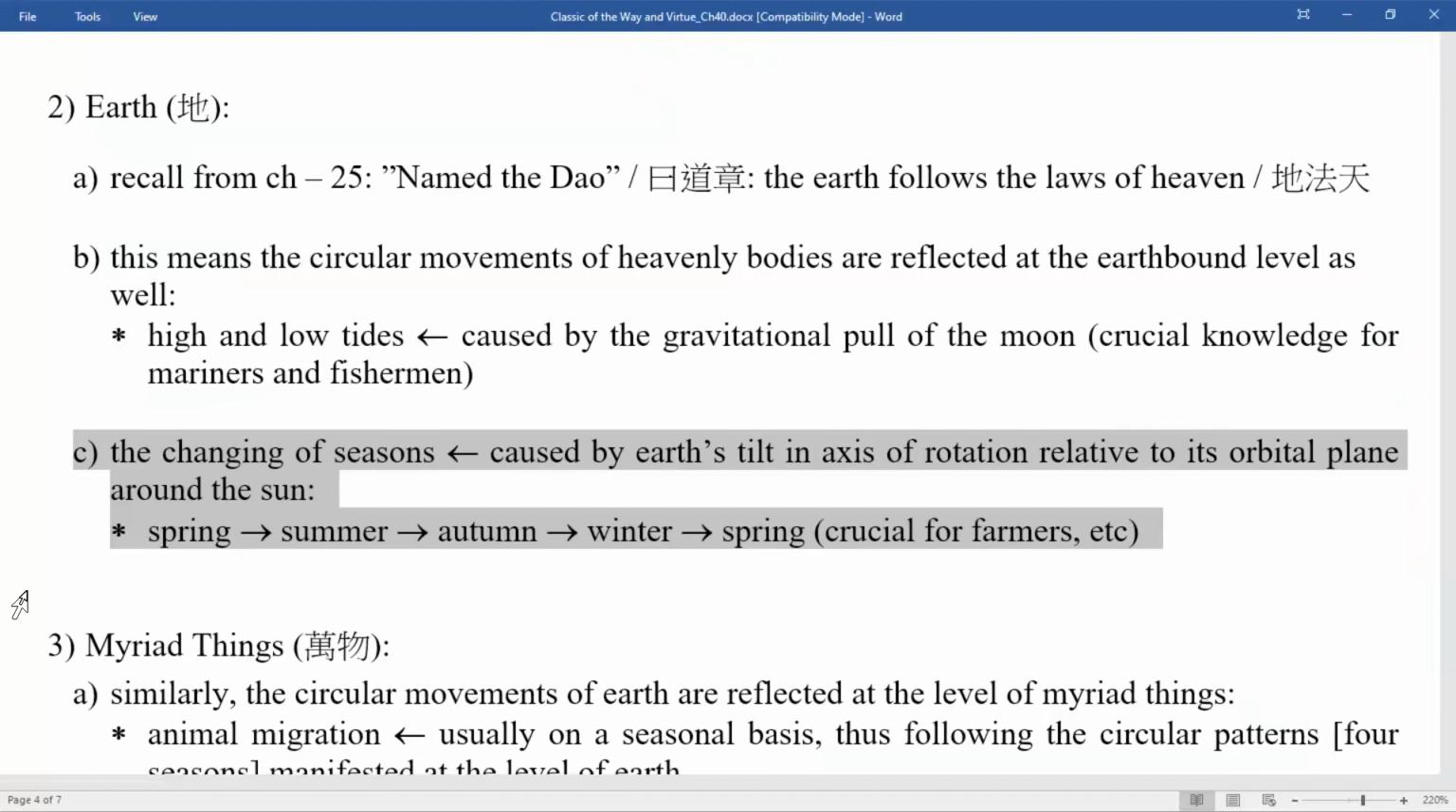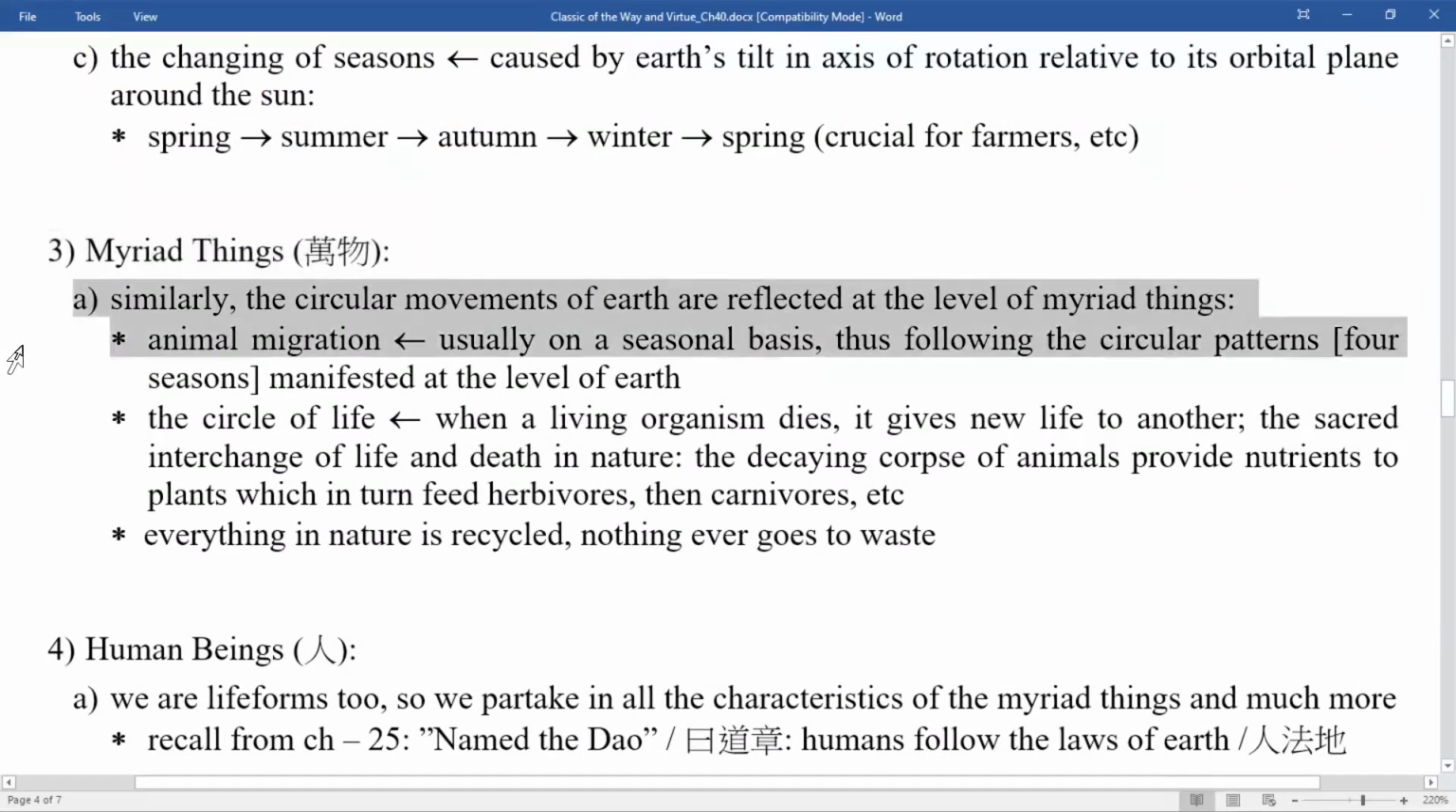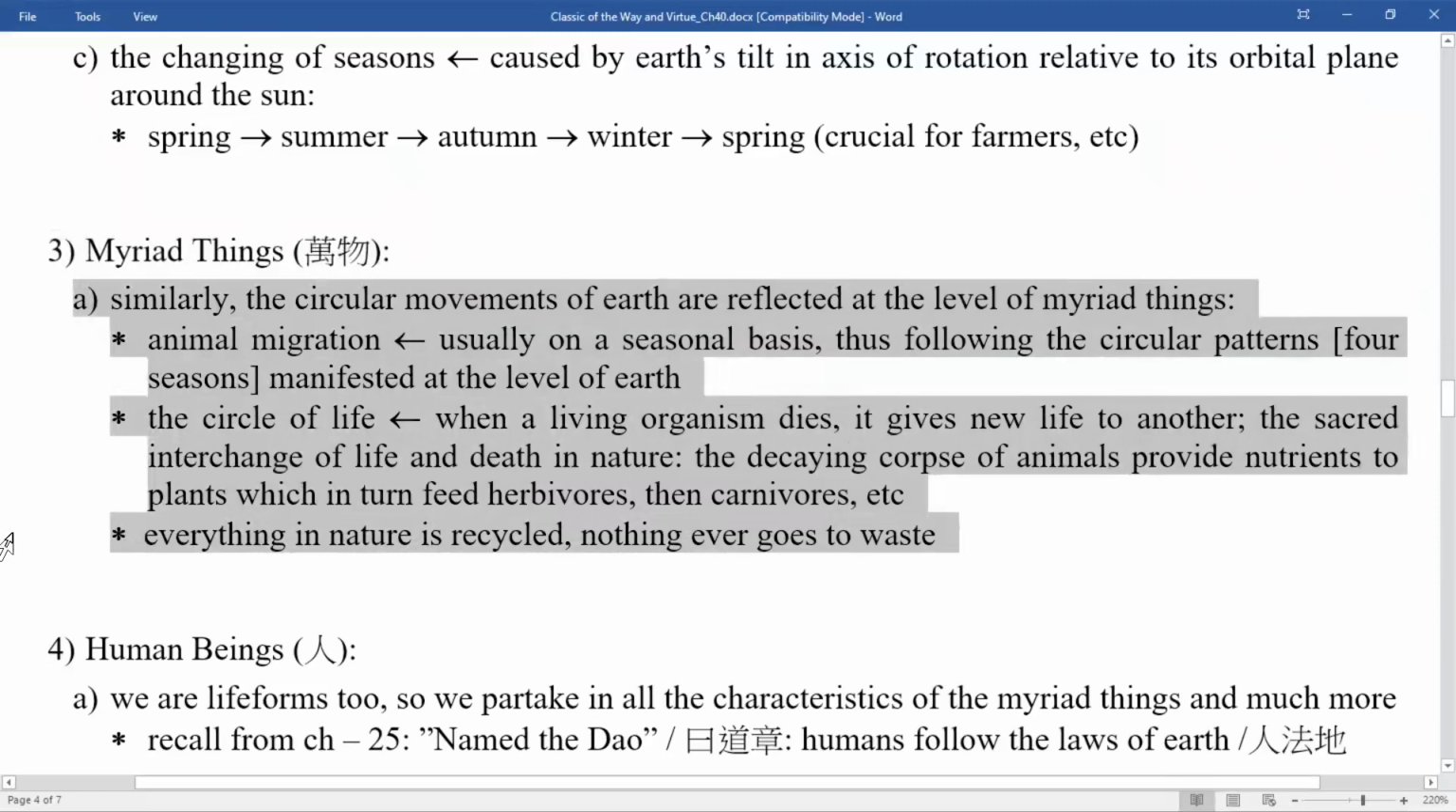Now that's the earth level. Now let's go to the myriad things level. Similarly, the circular movements of earth, the high and low tides, the four seasons, day, night, etc., these patterns are also reflected in myriad things. For example, animal migrations. During this past winter season, we see a lot of geese, or ducks, fly south, at least they try to go to warmer climates to pass the winter season. That's just birds, but land animals too.